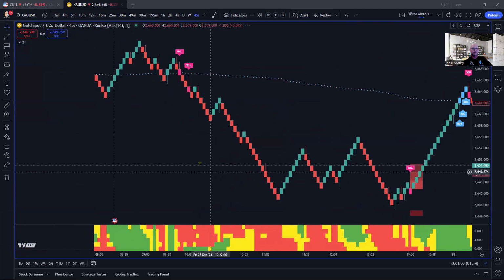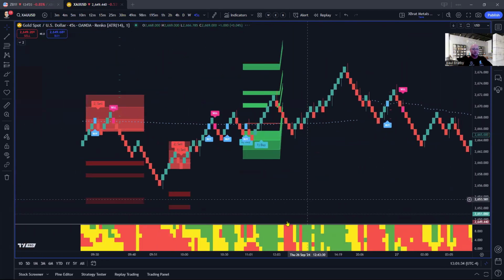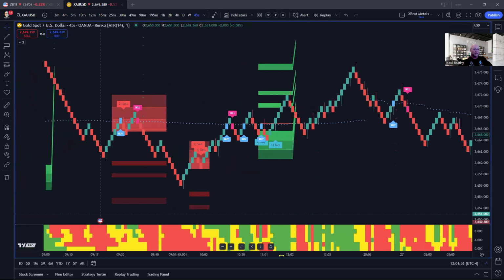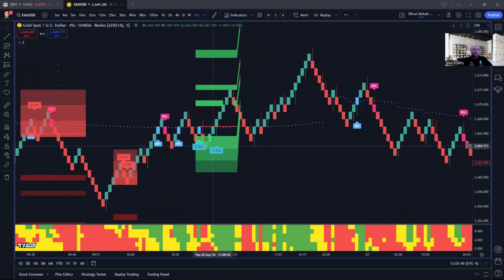Yeah. So it's about the probability of getting to target 2, because that's where the high probabilities are. So this one, 85% it's going to hit target 2. Look what happened when it hit target 2. It bounced back down again. Very, very solid.